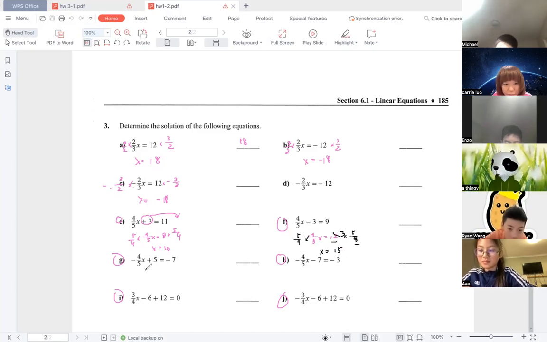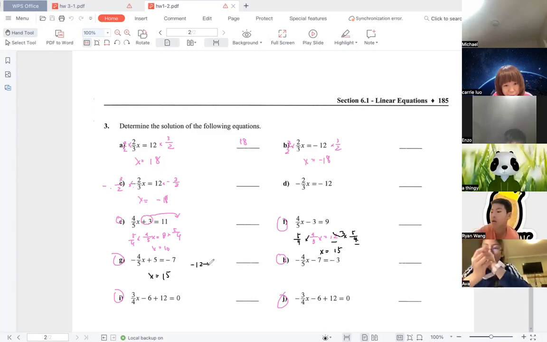Okay, number G, Ryan. -4/5 x plus 5 equals -7. I got x equals 15. Let's see if you get it right. So x equals 15, I'll put it inside: it equals -12 plus 5 equals -7. Very good. Good job, Ryan.